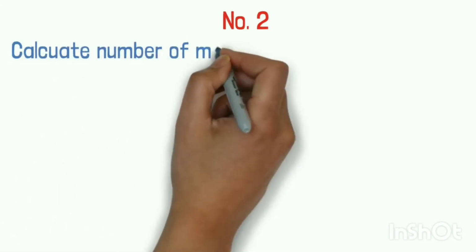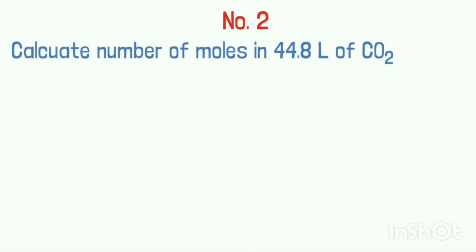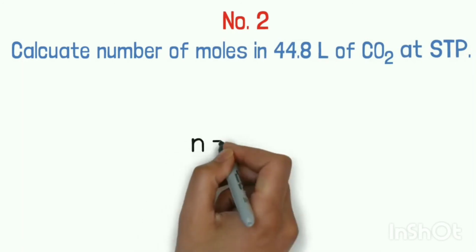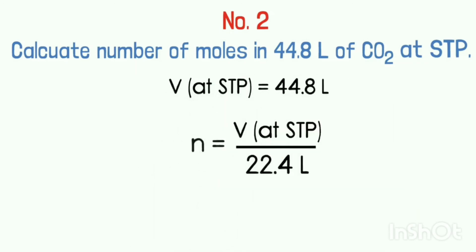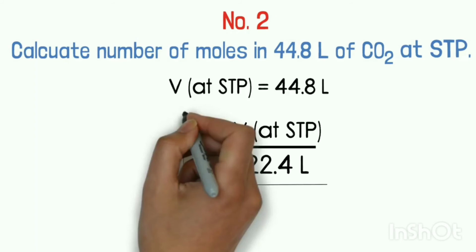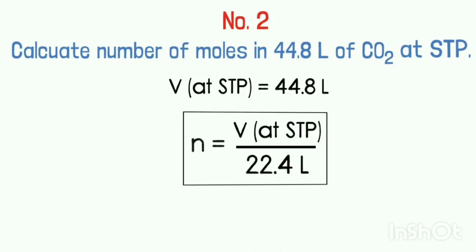And then we can just substitute the values, n equals to m upon GMM, and calculate our answer. Let's see another question. Calculate the number of moles in 48.8 liters of CO2 at STP. So here we are talking about volume. So n is equal to V, that is volume at STP divided by 22.4 liters. Now just substitute the values and we can have our answer.